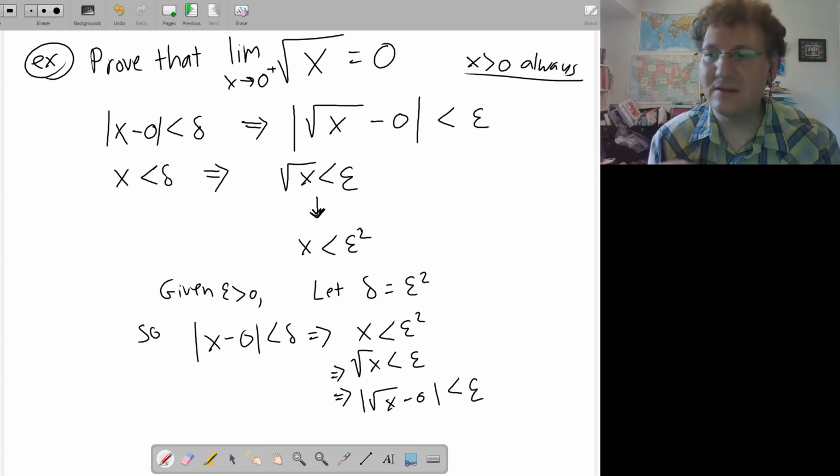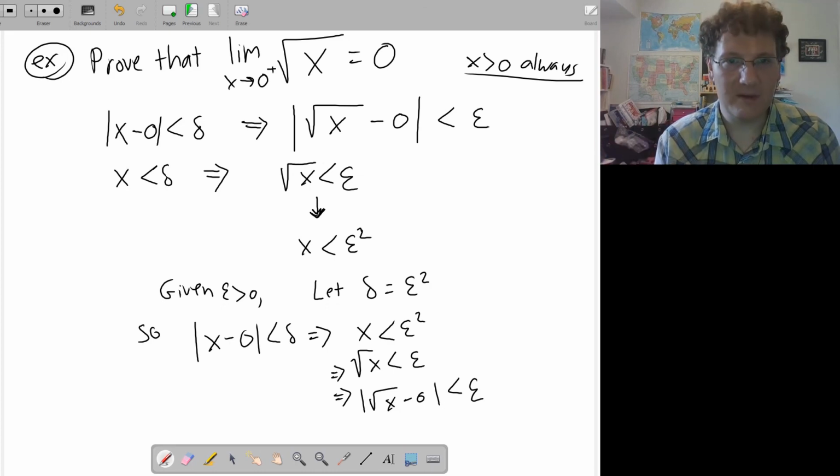But anyway, so these are the ideas of limits and one-sided limits.